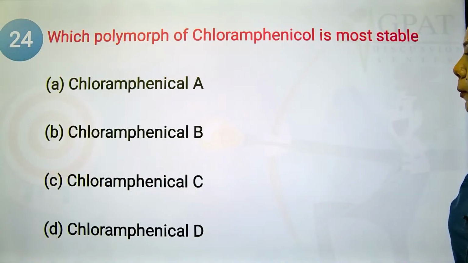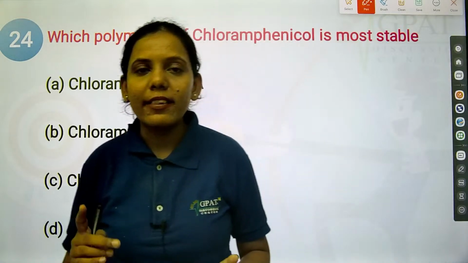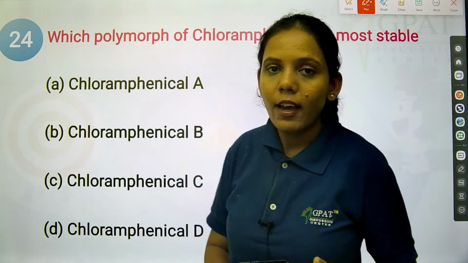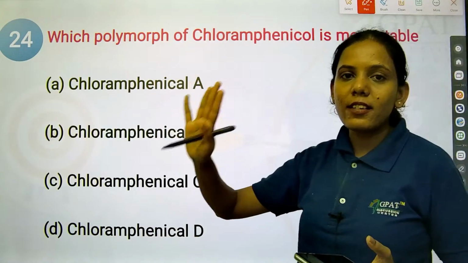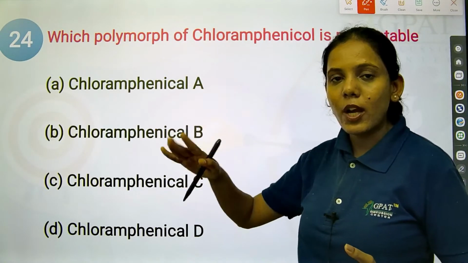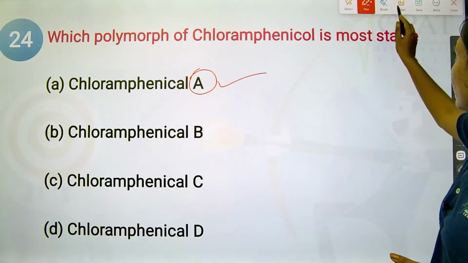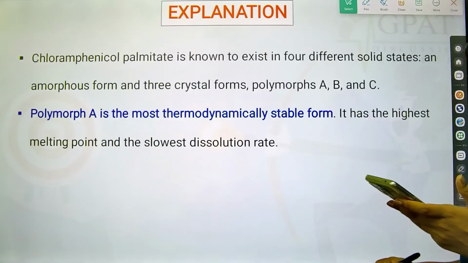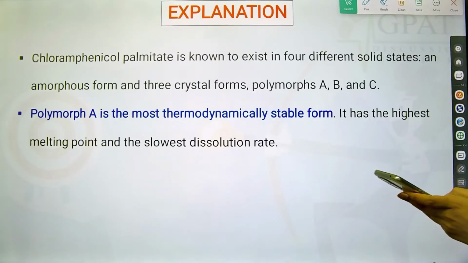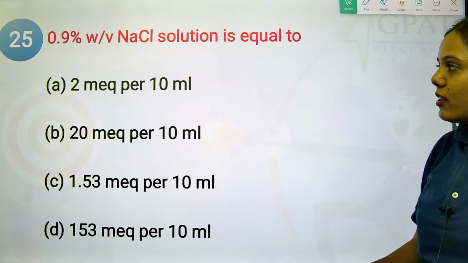Next is, which polymorph of chloramphenicol is most stable? Most stable means that will have the highest melting point, right? Because that is most stable. So which comes first, that is the stable. Remember, in the alphabet, which comes first, that is option A. Chloramphenicol A is the right answer. B, C, D, it is not there. So A is the most stable form.